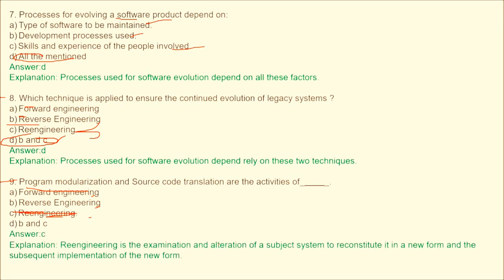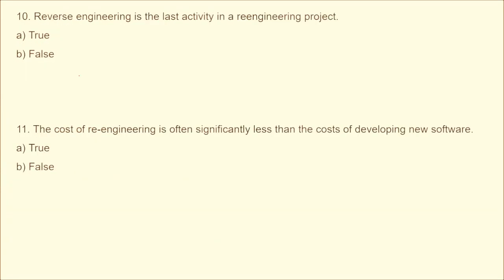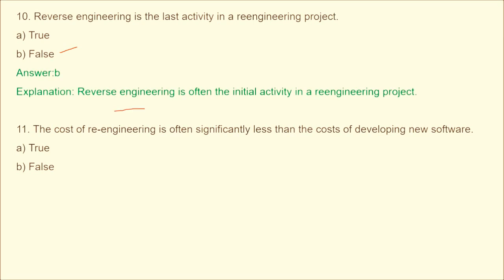Re-engineering is the examination and alteration of a subject system to reconstitute it in a new form and the subsequent implementation of the new form. Next, reverse engineering is the last activity in a re-engineering project. The answer is false. Reverse engineering is often the initial activity. So first we reverse engineer, then we re-engineer.